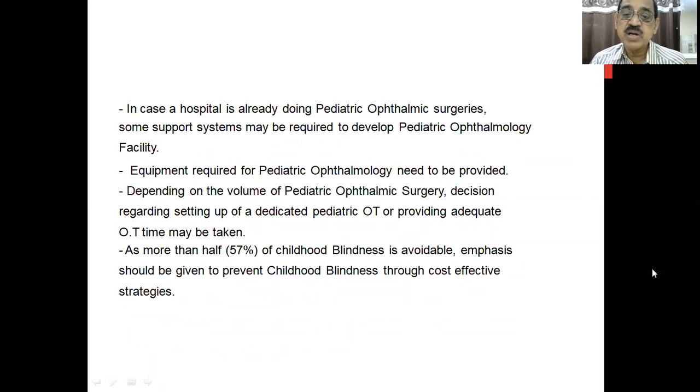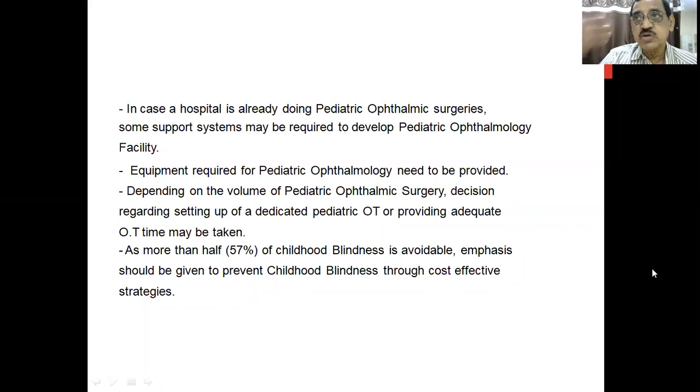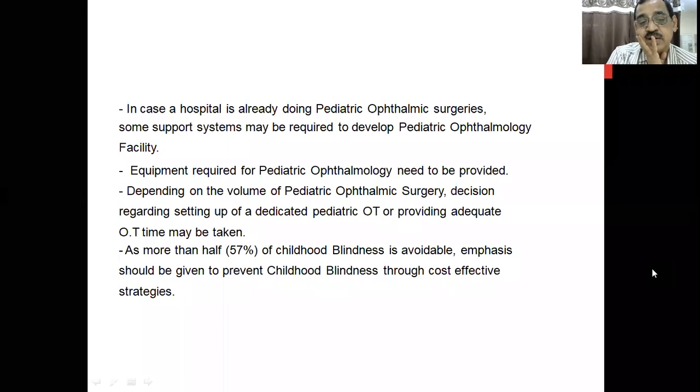Equipment required in pediatric ophthalmology needs to be provided, especially for squint evaluation, and also the vision testing in children is a little different. So not with the routine Snellen's chart do we take the vision, as more than half of childhood blindness is avoidable. Emphasis should be laid on the prevention of childhood blindness through cost-effective strategies.